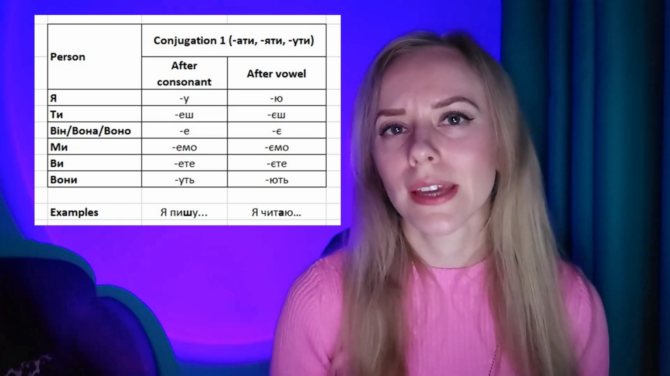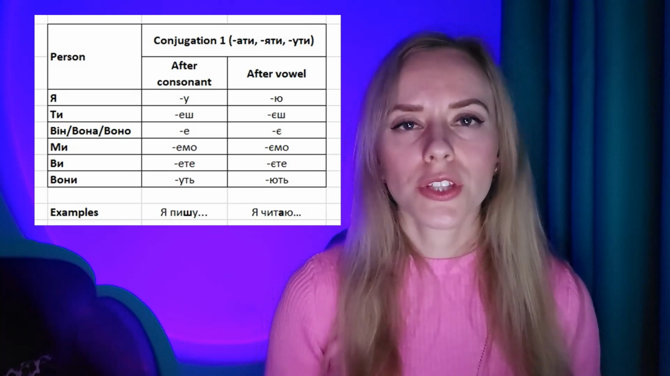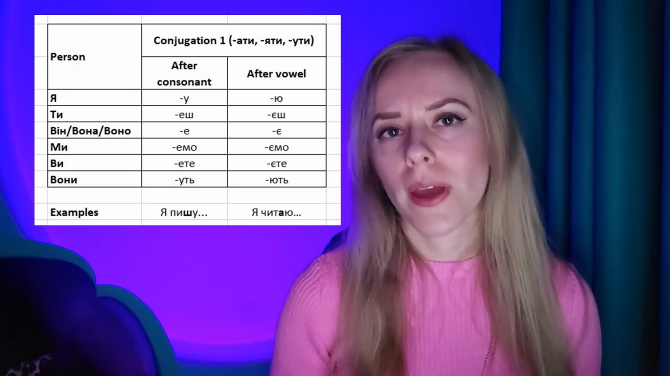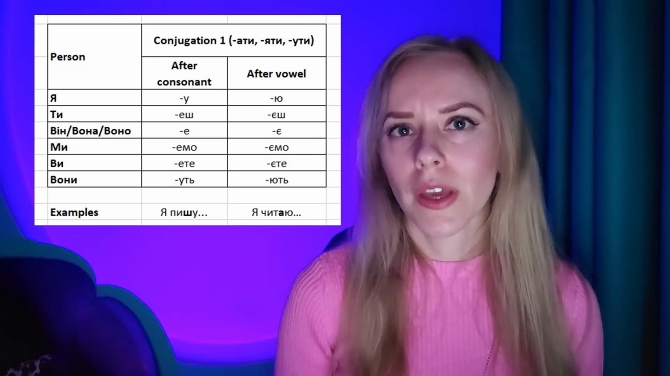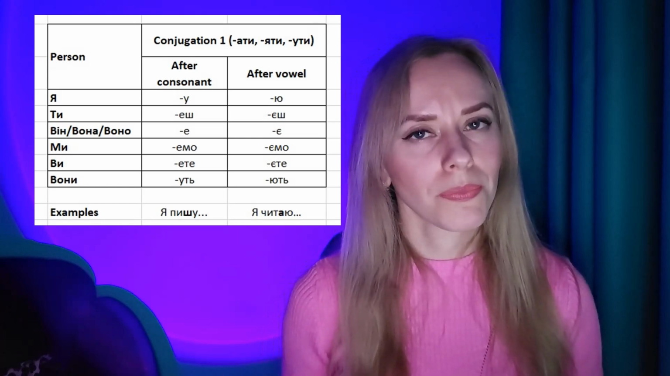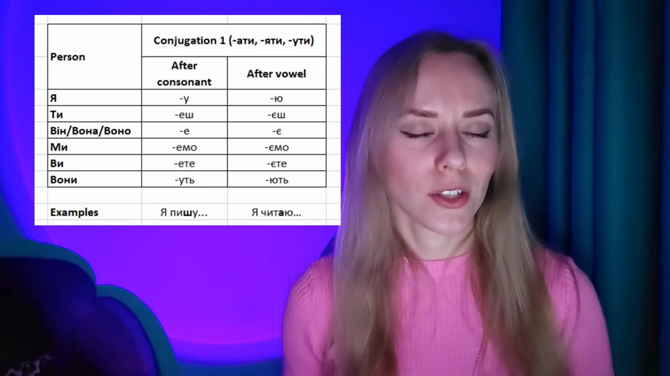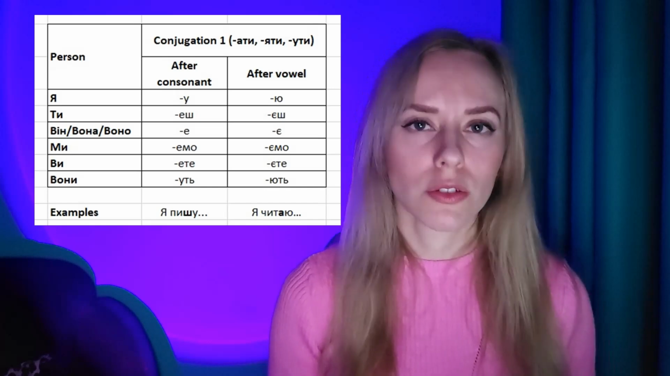Look at the general table and pay attention how we use this ending. You see, if we have vowel in the end of the stem, we use second column. If we have a consonant in the end, we use first column. For example, я читаю, you see, а in читаю is a vowel, we use ю after, and я пишу, ш is a consonant, we use у after. And now try to conjugate these words.